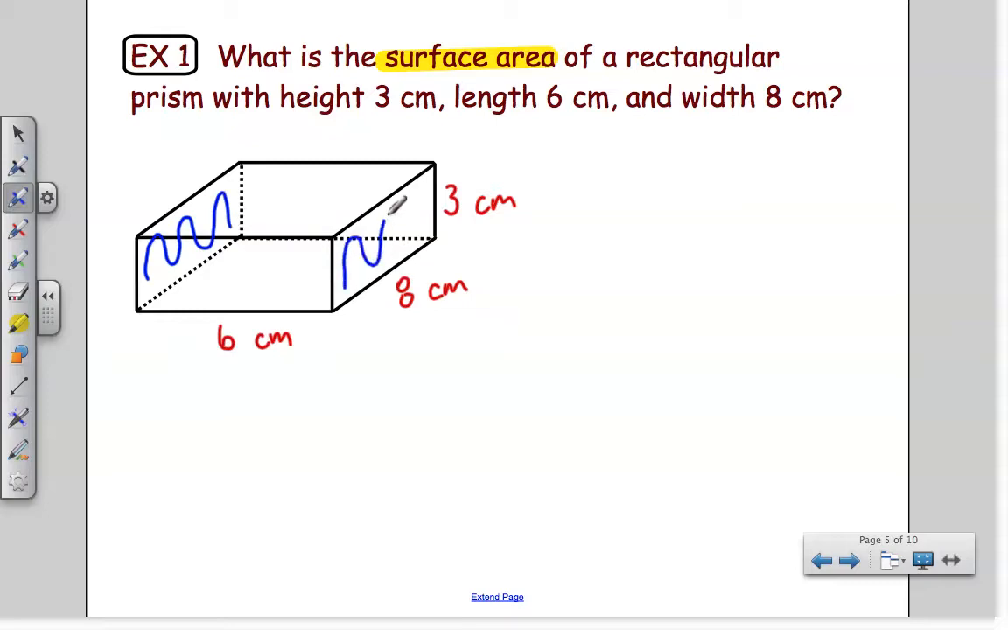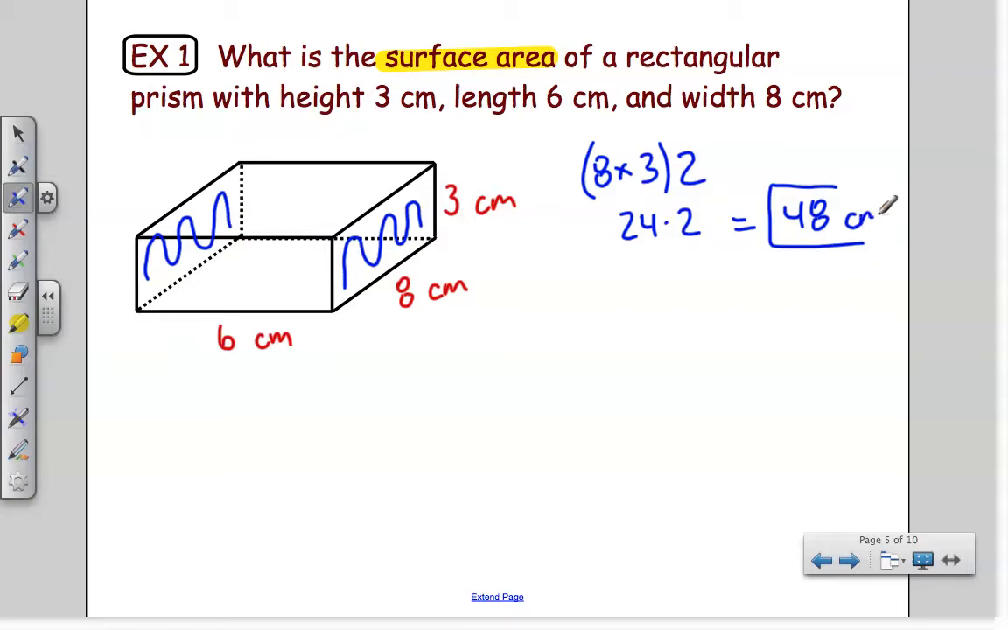And I'm going to do these in blue squiggles. They're the same size. Now the dimensions of those left and right sides are 8 by 3. So the area of those rectangles is 8 by 3, but we have 2 of them. So 8 by 3 times 2, which is really 24 times 2. So right now I've got 48 sitting there on the left and right areas, and that would be centimeters squared.